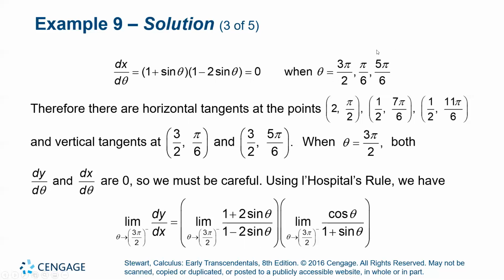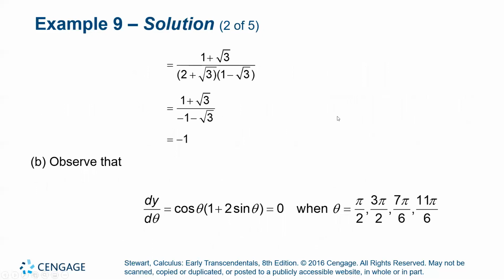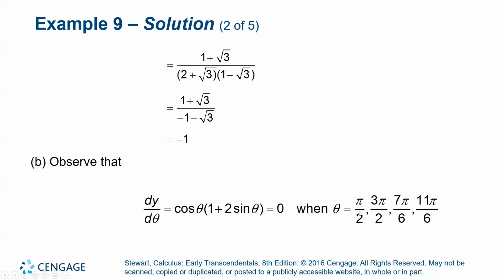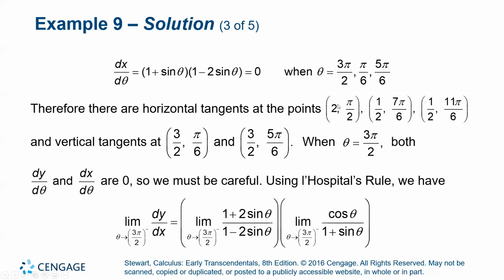So we have horizontal tangents and we have vertical tangents. Remember, the vertical tangents come from dx d theta and the horizontal tangents come from dy d theta. So how do we find these r values that go with the thetas? So for example, pi over 2, that was one of the points where dy d theta is 0. How do I find what the matching r value is? Well, remember that I have a formula for r. R is 1 plus sine theta. So when theta is pi over 2, r is 2. So that's just a plug and play, just as if you had a y equals equation.